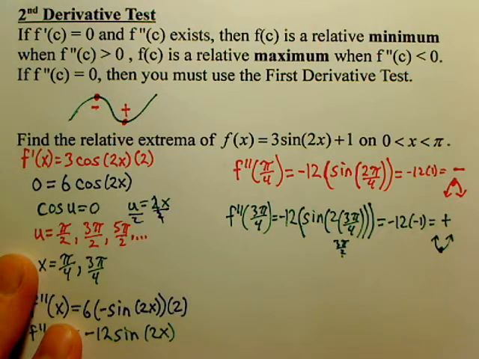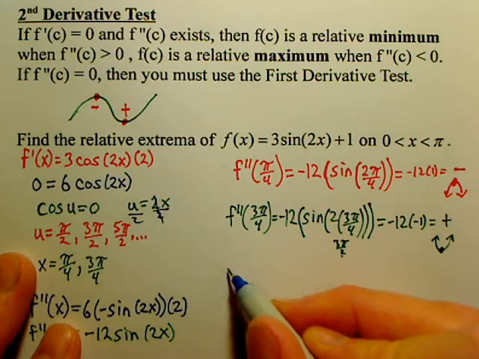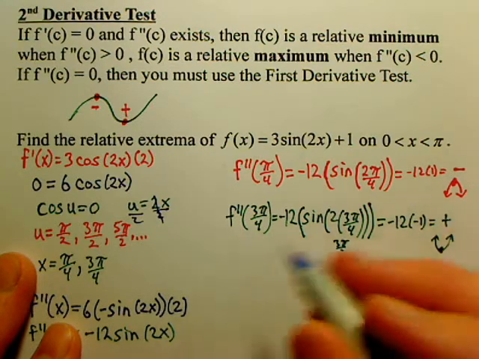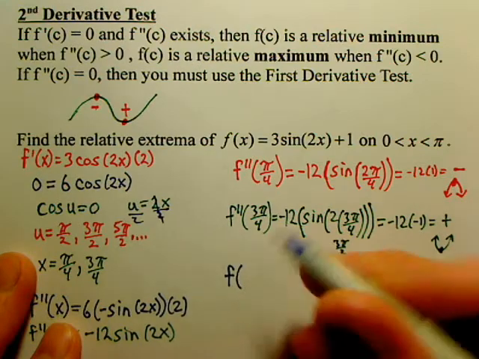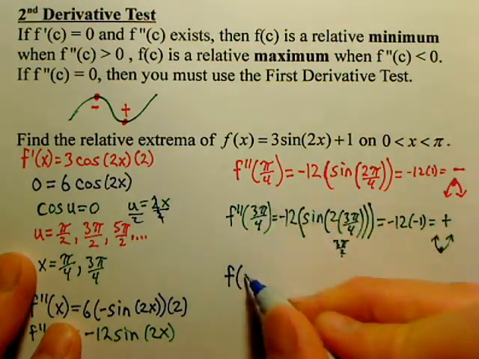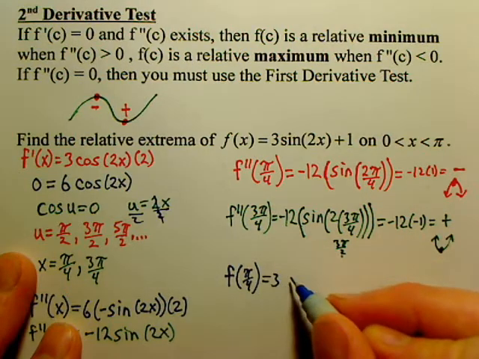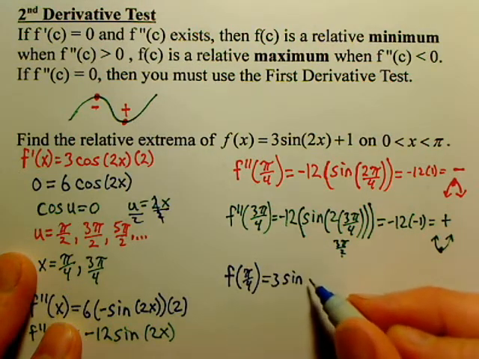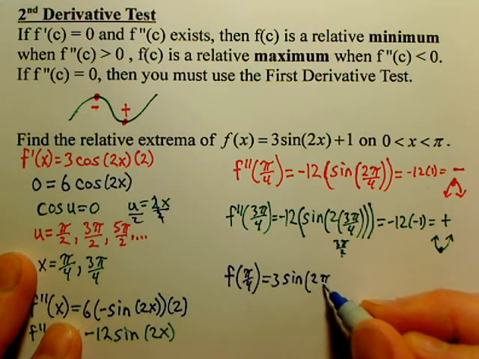Okay. So I have a relative max here and a relative min here. Let's find the coordinates now. All right. So we have to find the coordinates. So we go back to f, go back to the original function, f of pi over 4. We want to find the coordinates, equals 3 sine 2 times pi over 4.